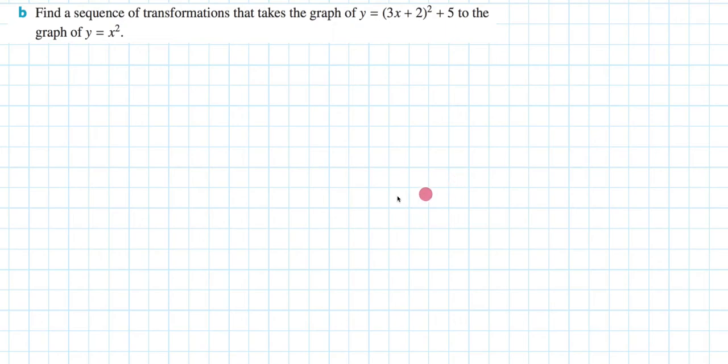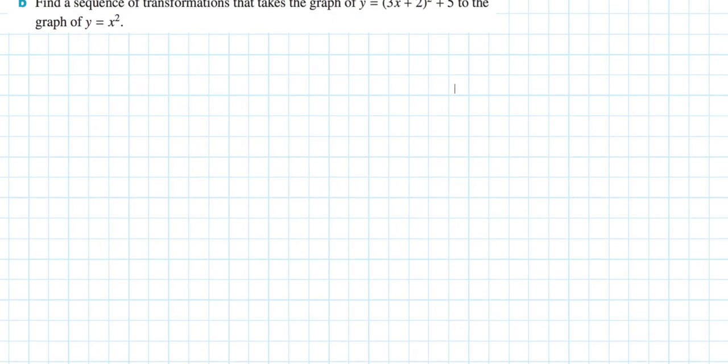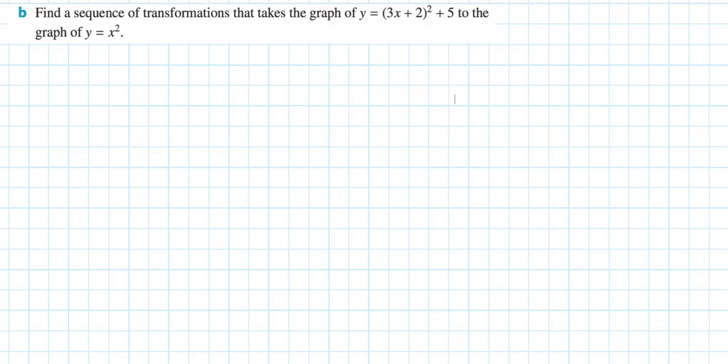We are doing exercise 7D, and in this video I'm answering question 2b. So let's look at it. It says, find a sequence of transformations that takes the graph of y equals (3x plus 2) squared plus 5 to the graph y equals x squared.